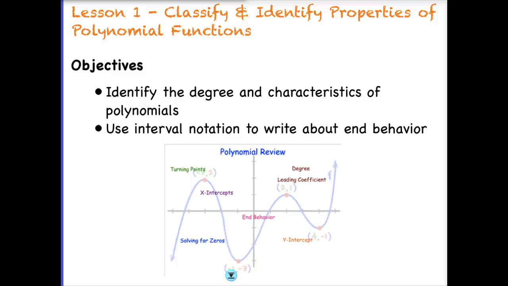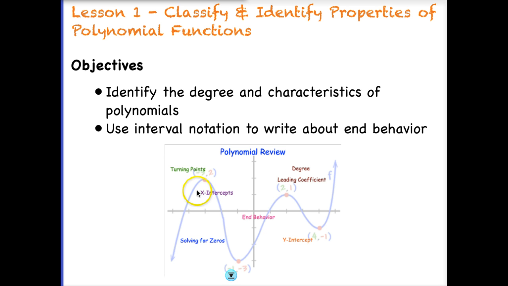Welcome to Lesson 1, Classify and Identify Properties of Polynomial Functions. Our objectives today are to identify the degree and some characteristics of polynomials, interval notation, and end behavior. The advantage of being able to look at a polynomial and identify a bunch of characteristics is that you can roughly sketch what the polynomial looks like, so that you have an idea of what the graph may be.